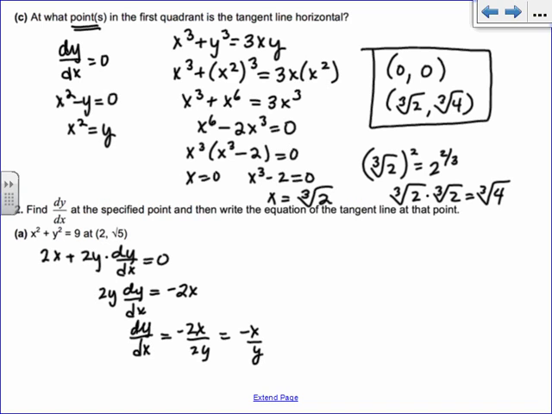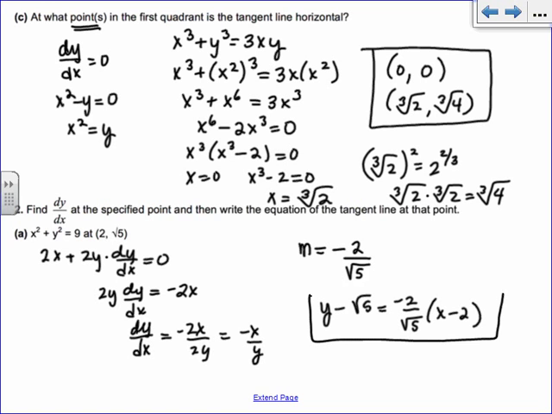Good. All right, then we're finding the slope at a specified point. So at 2 comma root 5. So it's going to be negative 2 over root 5, which we can leave like that. You don't have to rationalize. So when we plug it in, we're going to have y minus y1 equals m times x minus x1. That's our equation of the tangent line.